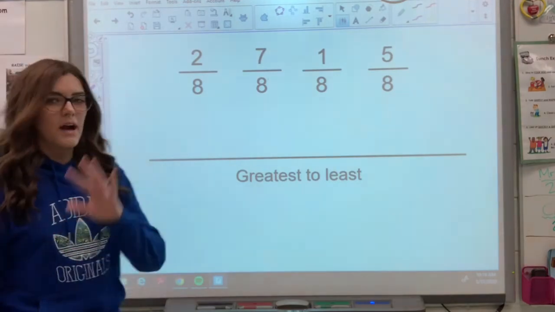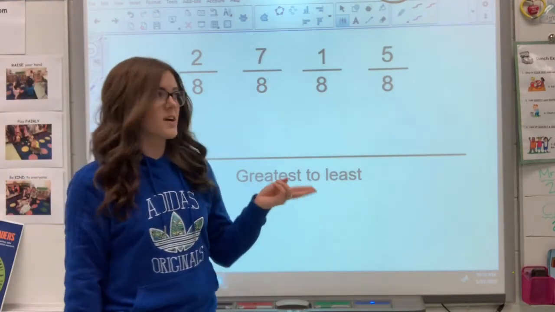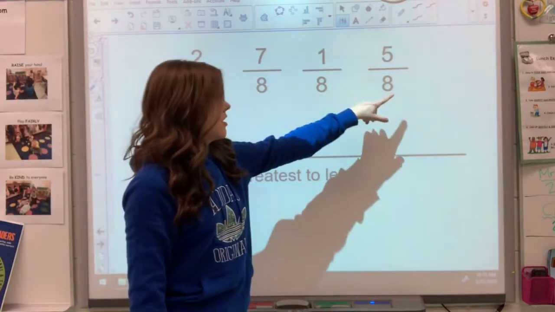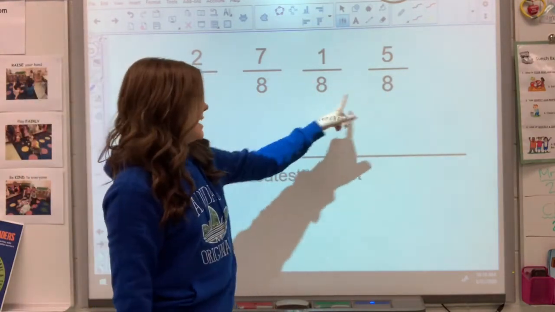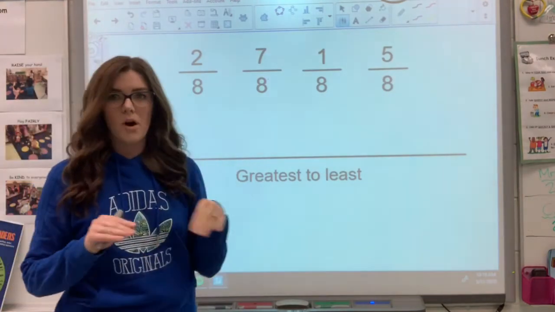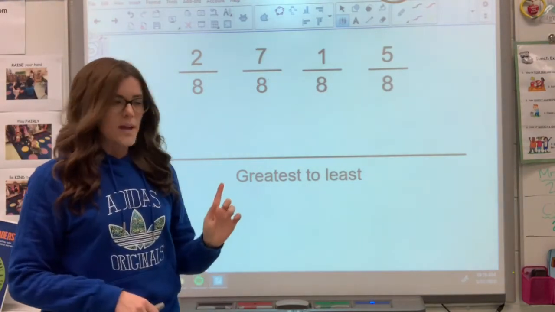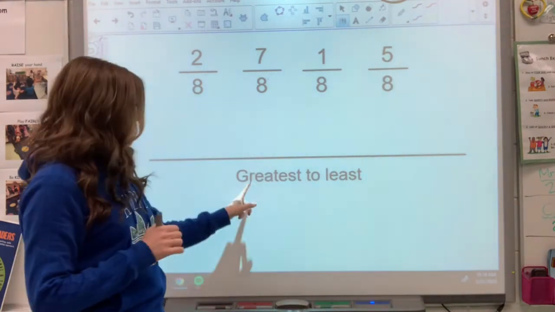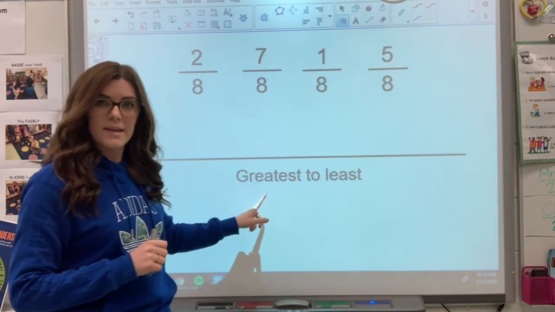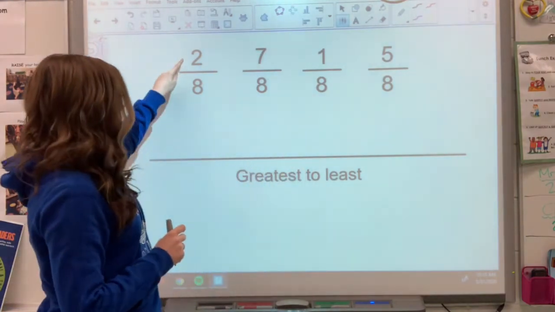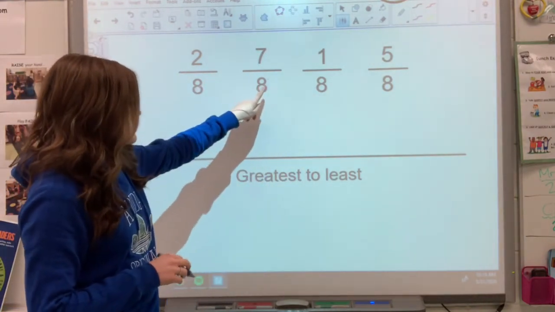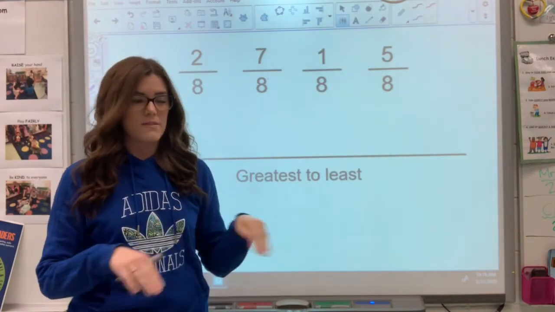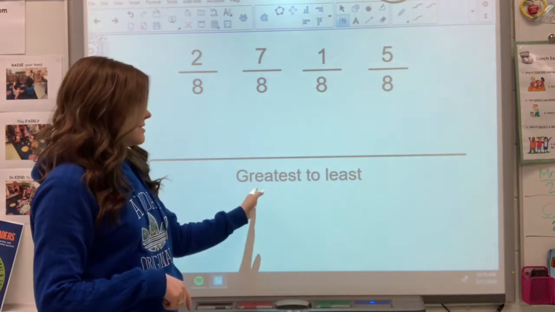Now, without even looking at fraction circles or fraction bars, I have a bunch of fractions from eighths. They're all from a whole that is cut into 8 pieces. I want you guys to pause the video here, and on your whiteboards, I want you to order these 4 fractions, this time from greatest to least. So from the biggest to the smallest. So we have 2/8, 7/8, 1/8, and 5/8. So pause the video, and write these on your whiteboard in order from greatest to least.